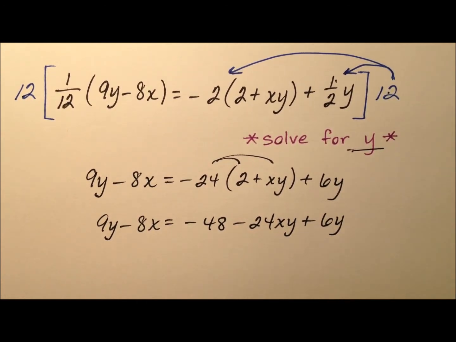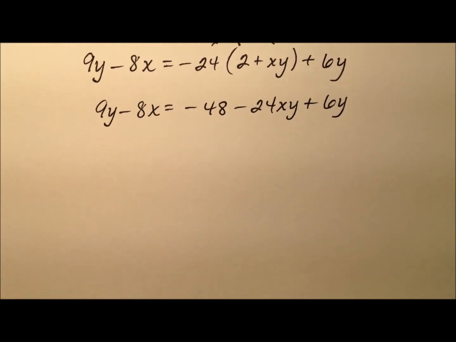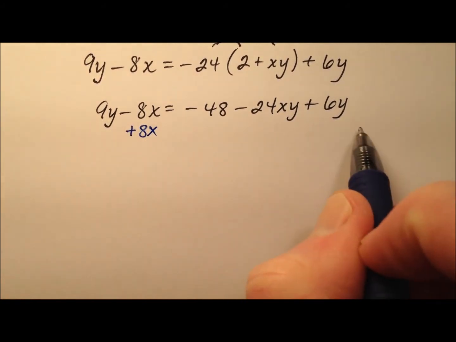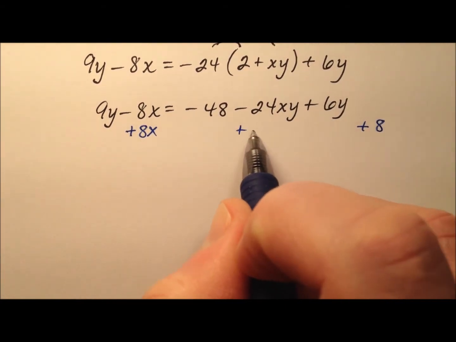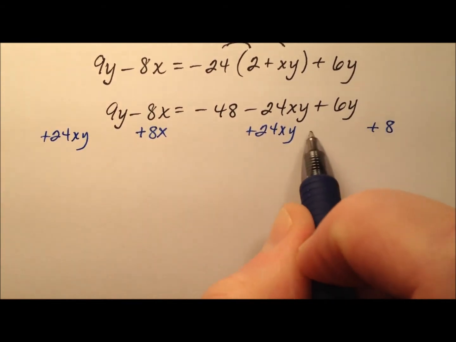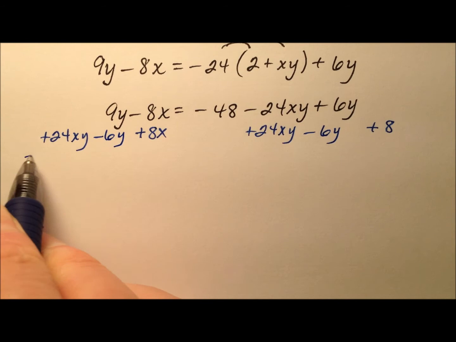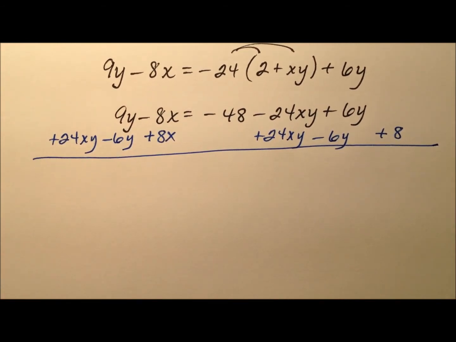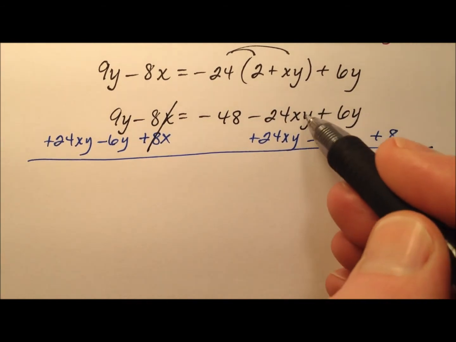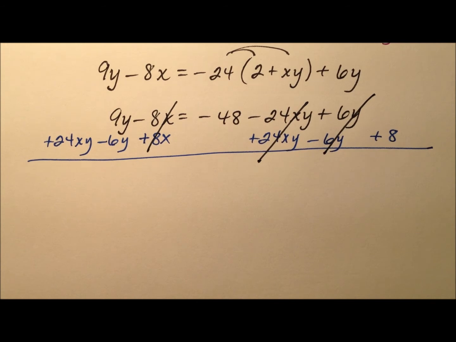And again, we're solving for y, so let's go ahead and move it up a little bit. Let's get all these terms that include a y on the left side of the equation and all the terms that do not include a y on the right side of the equation. We'll do that in one fell swoop. We'll add 8x to both sides, add 24xy to both sides, and subtract 6y from both sides. We'll just shuffle all these terms where they need to go. We notice on the left the 8x's cancel, and on the right the 24xy and the 6y cancel.